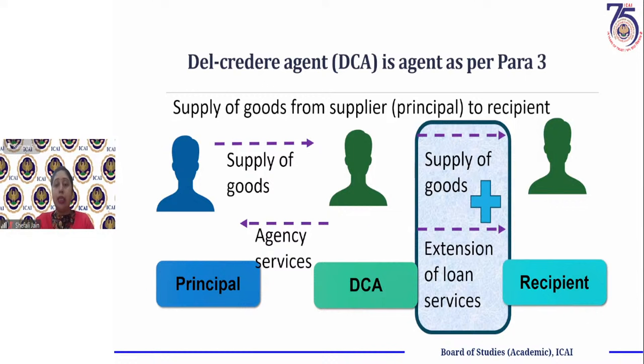So DCA has actually not given any money to the recipient. He has given him a credit, a time span that after this much particular time, you can pay this amount to me, but along with some interest. Stock transfer within the same state, if separate registration, yes, it is a supply, Kiran.